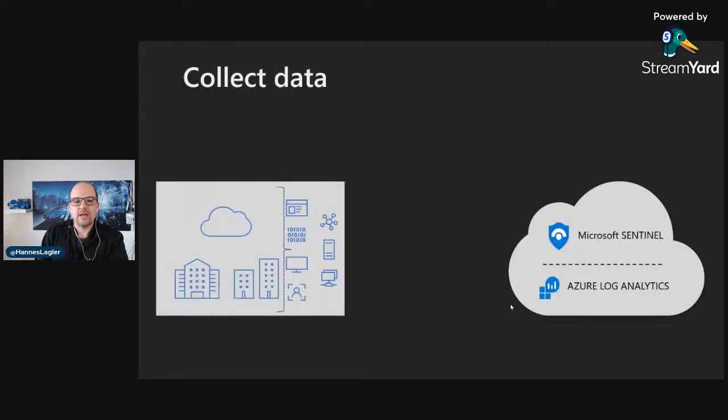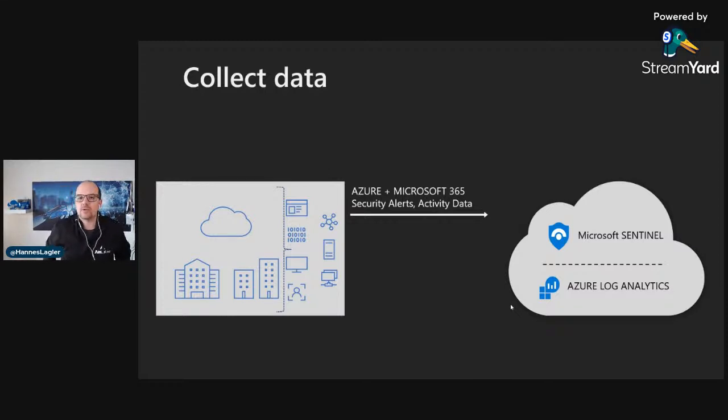In this case, we have different connector types available. You can see on the right side, here's Microsoft Sentinel. Microsoft Sentinel is always based on a two-level architecture. The baseline is always Azure Log Analytics. And on top of Azure Log Analytics, we place Microsoft Sentinel. So this is a solution on top of Log Analytics. And then we can implement different connector types.